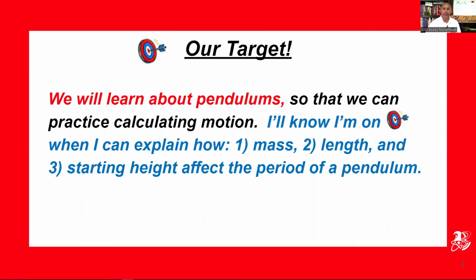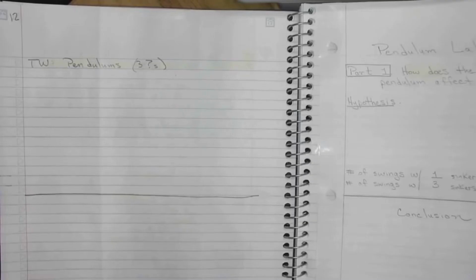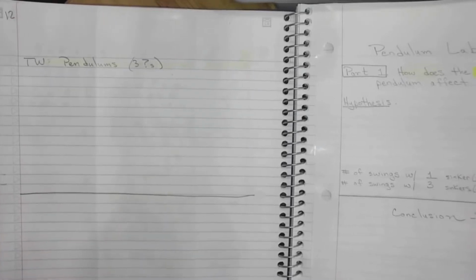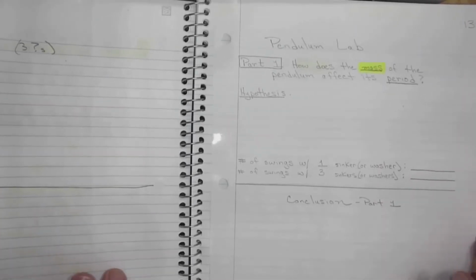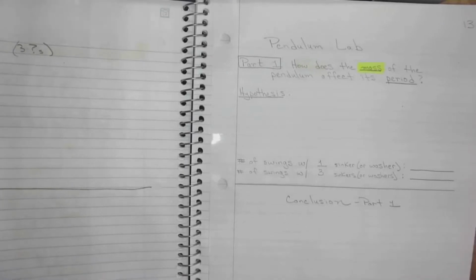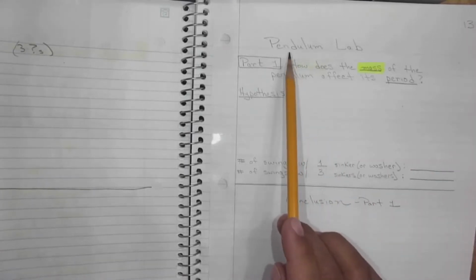And so let's take a look at that now. On page 12, we have our Think Right that you've completed. And so our setup for the lab begins on page 13. We take a look at this page 13 of our interactive science notebook. Go ahead and write Pendulum Lab. Go ahead and pause the video so that you can have this copied down. I'll show you how I have it set up though.